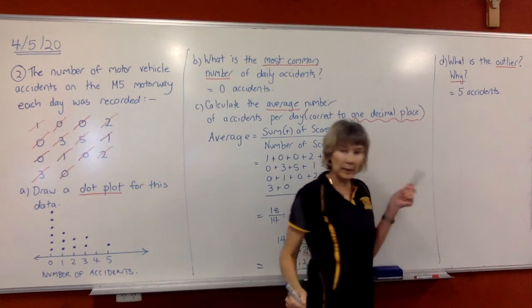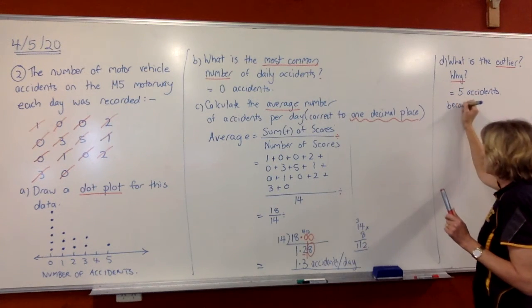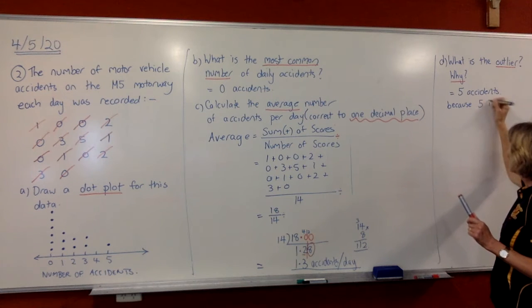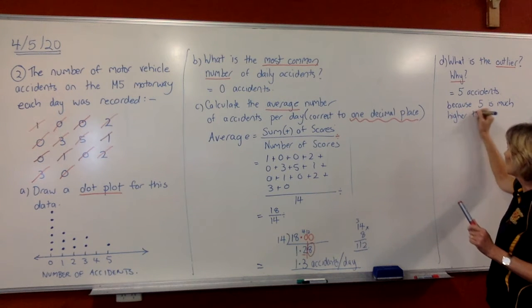Now they have asked for a reason here, so we're going to write it down. It's because 5 is much higher than the other scores.